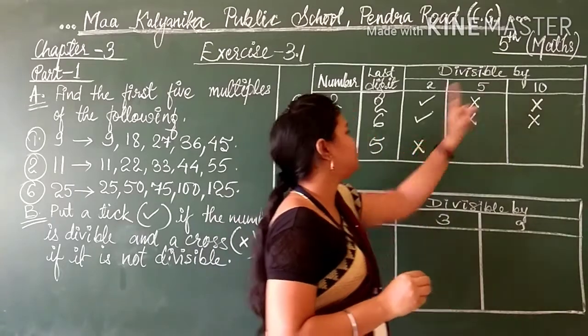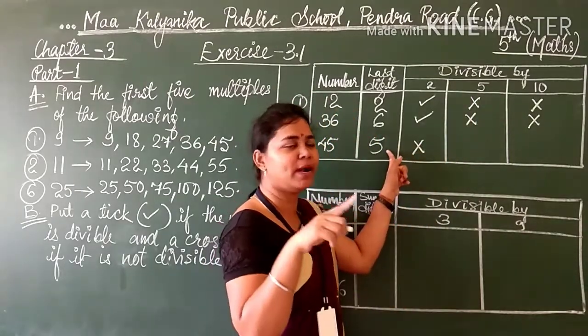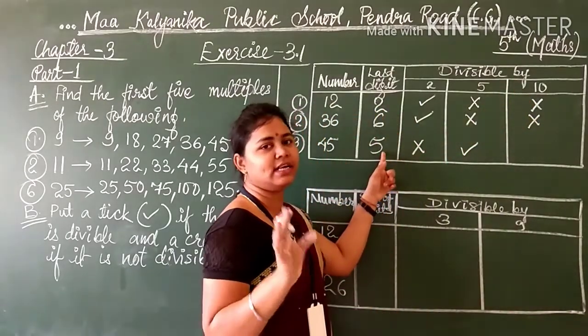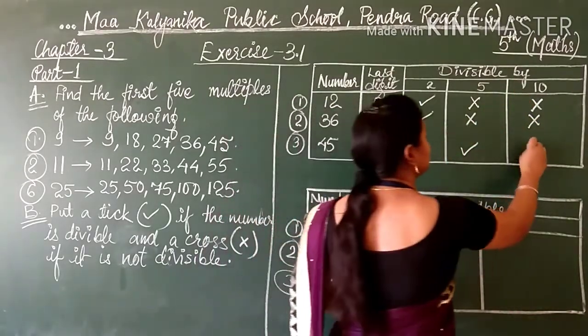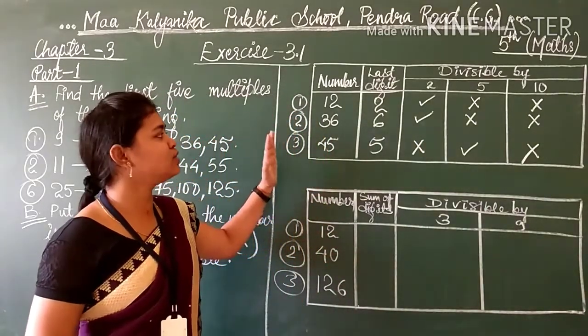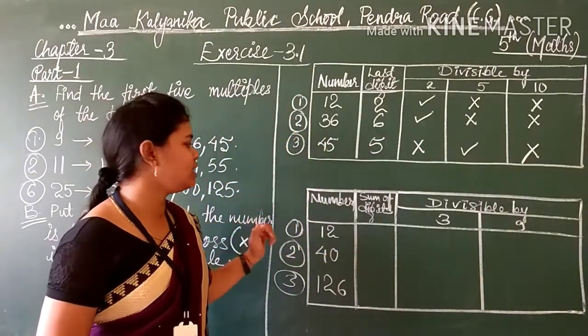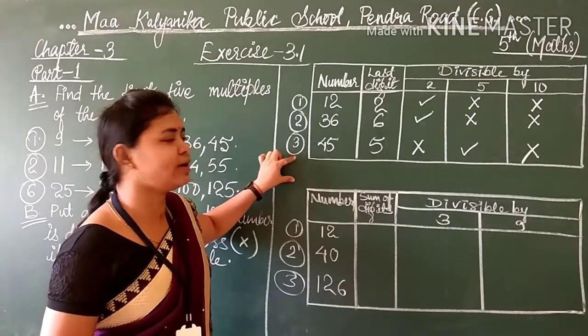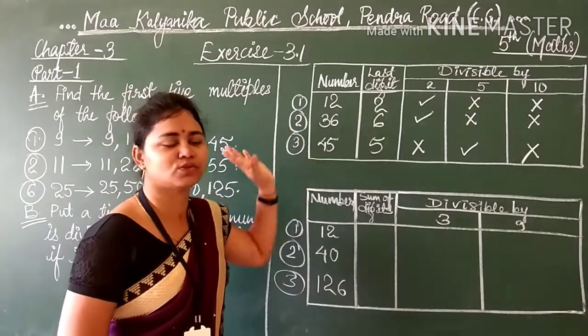Table of 5: 5 ones are 5. Getting remainder 0? Yes. Table of 10: 10 is greater than 5, so of course no. So students, in this way you can solve question number B, first chart. Then in the second chart, 2 more questions are given in the first column. You have to solve them by yourself depending upon this question.